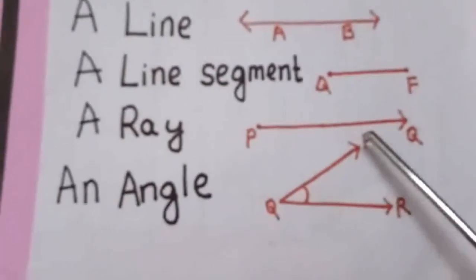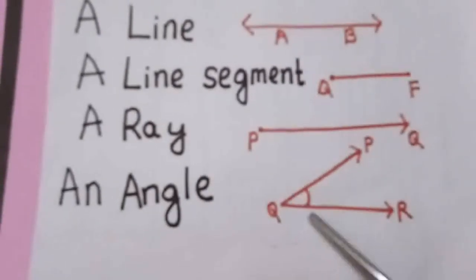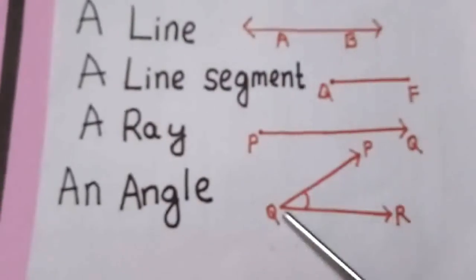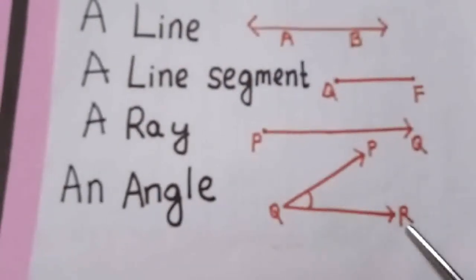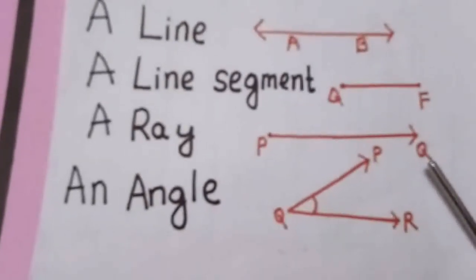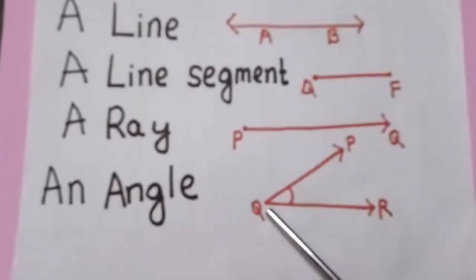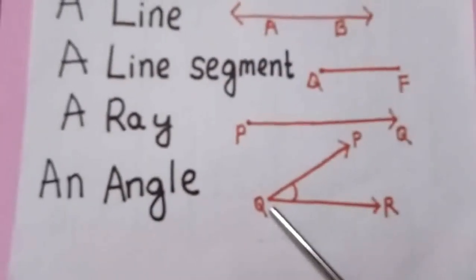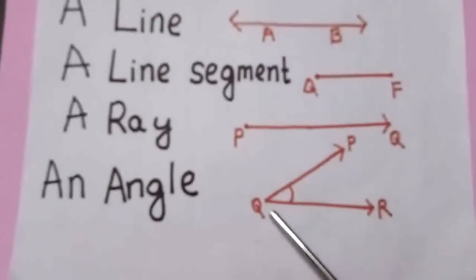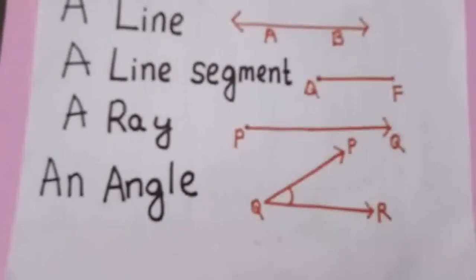An angle. Here PQR is an angle, and PQ and QR are two rays which meet at point Q. Then an angle is when two rays meet at a point. Don't forget to write the angle sign.